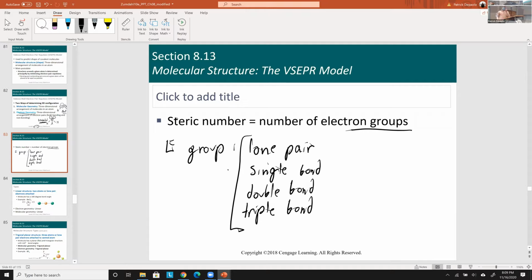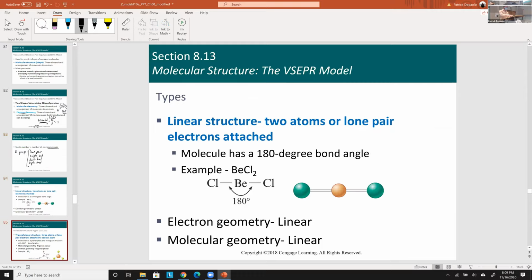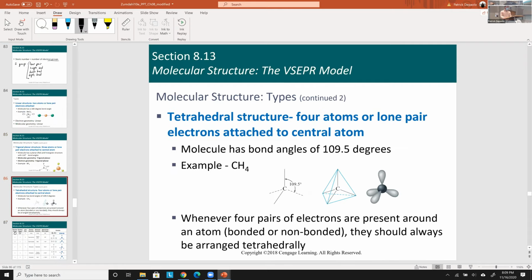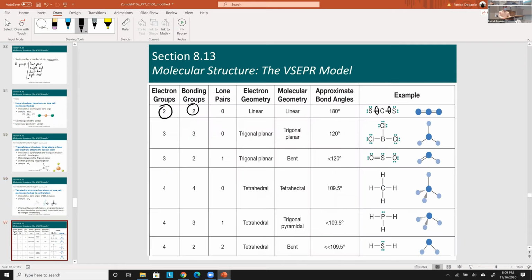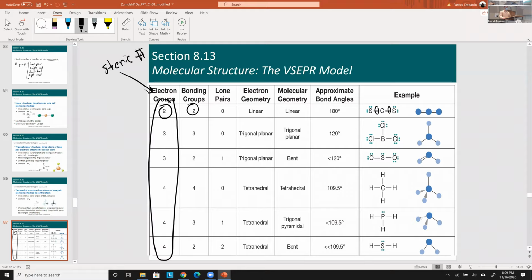Now, the steric number is the sum of these electron groups, and that can be used to help us with our electron geometry. So electron groups correspond to the steric number. Another way we can write this: if the steric number is 2, and both of those 2 are bonding, you're going to have linear for both your molecular and your electron geometry. So linear, that's the first one.